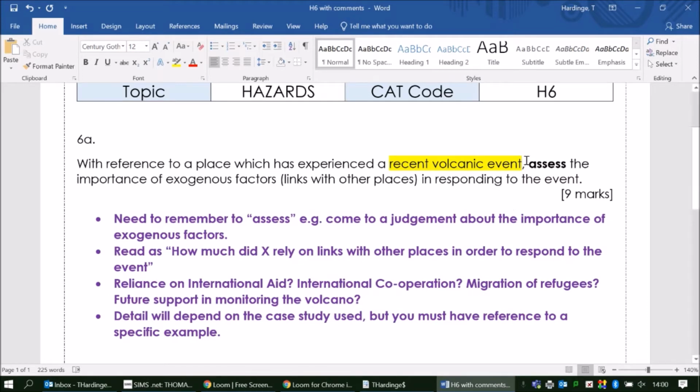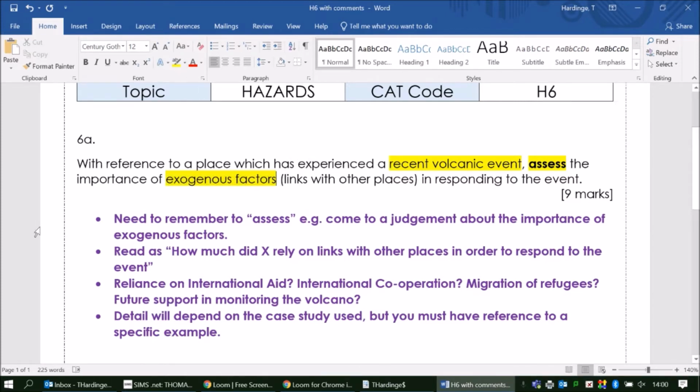It's then asking you to assess. Now, the command word assess, as it says down here, is asking you to come to a judgment about something. So in this case, how important are the exogenous factors in responding to that event, or how important were those exogenous factors? Now, you'll have come across this word exogenous factors before.